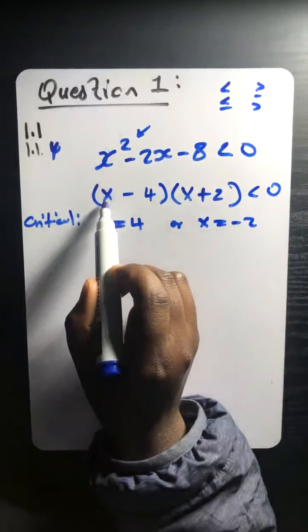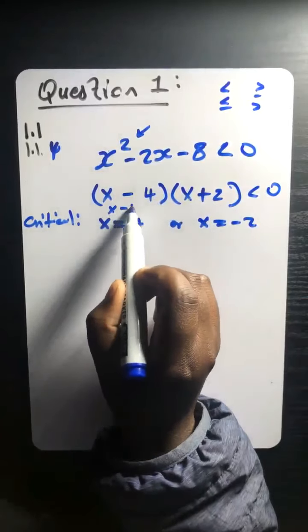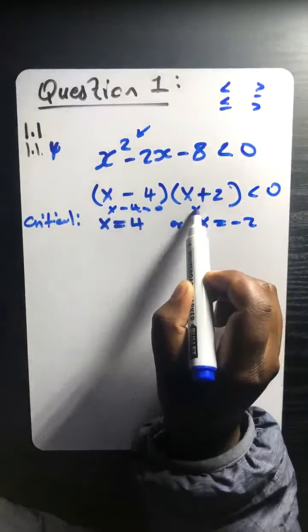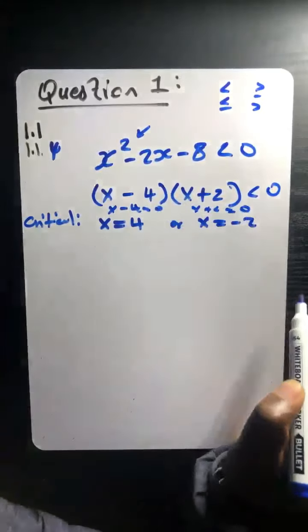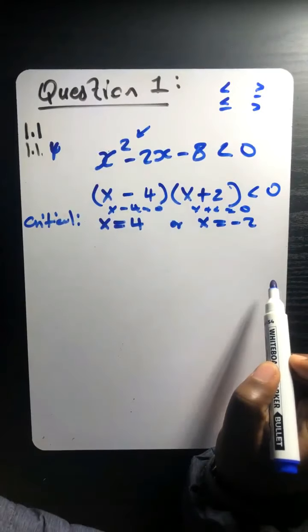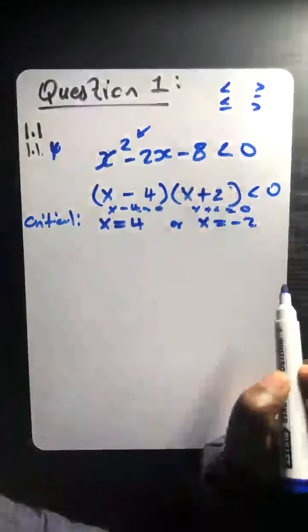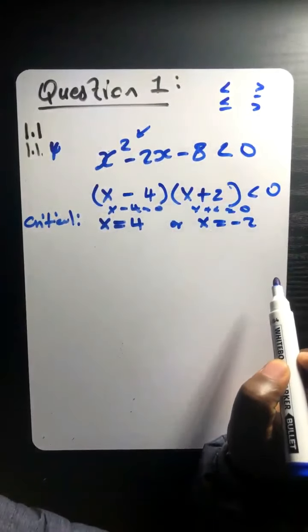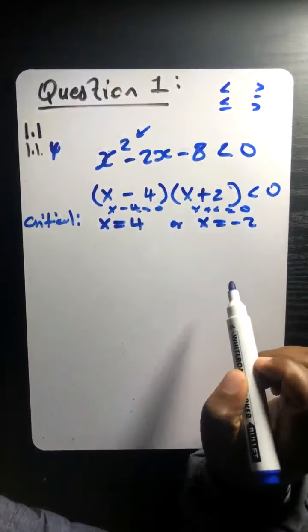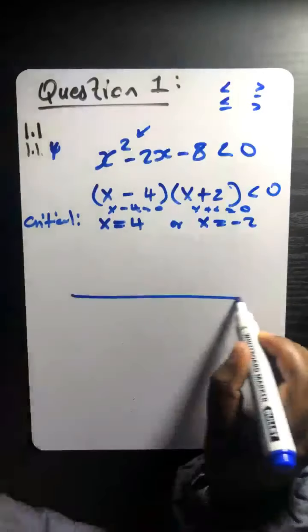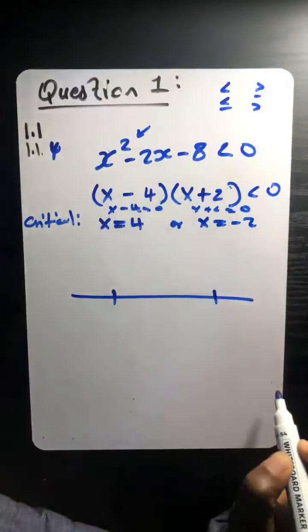You equate it to 0 and say this plus 2 is equal to 0. This is the only moment you are allowed to use an equal sign when dealing with inequalities, just to get the critical values. What do you do with the critical values? You want to represent them on a number line.